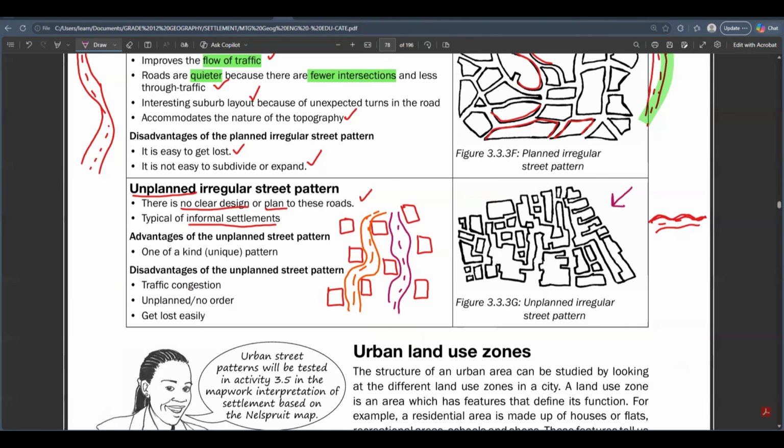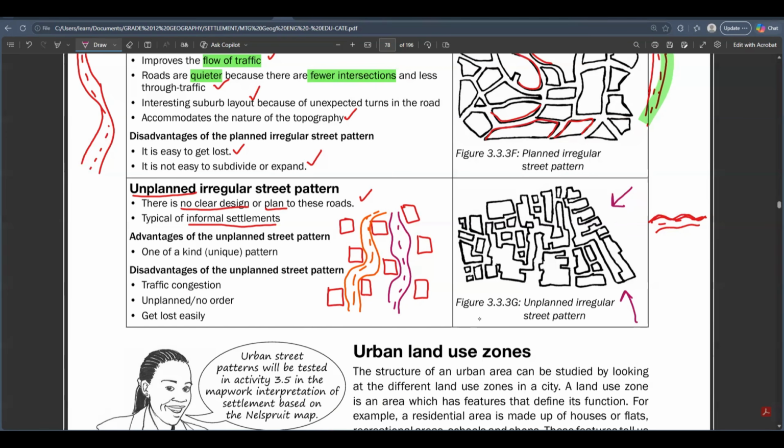In this case, I'm sure you cannot even see what's happening with the streets here. They look weird. These ones are typical in informal settlements, in places where people are just putting their houses wherever they see fit. And when you put your house wherever you see fit, obviously, to connect these houses, there must be some roads between them. So those roads will end up making an unplanned irregular street pattern.